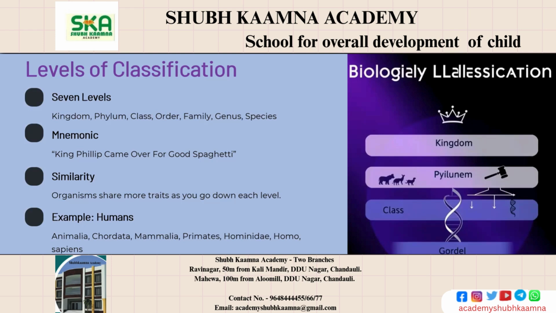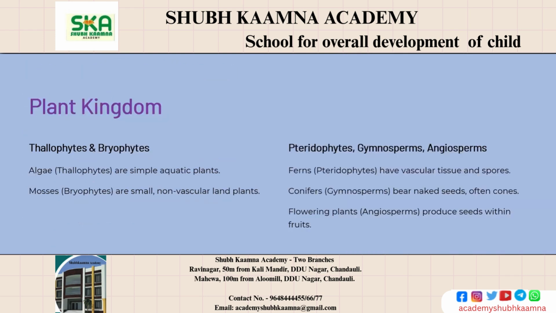For example, humans are classified like this: kingdom Animalia, phylum Chordata, class Mammalia, order Primates, family Hominidae, genus Homo, species Sapiens. So moving towards plant kingdom.